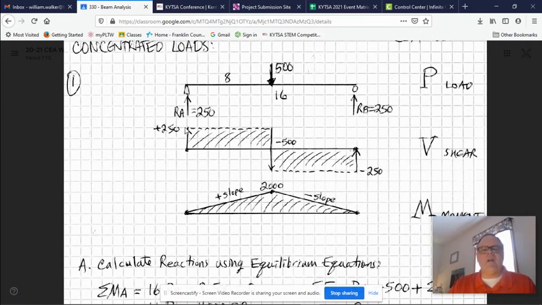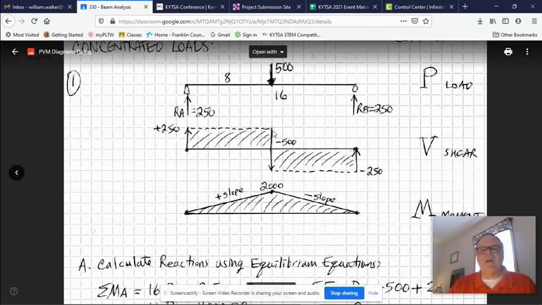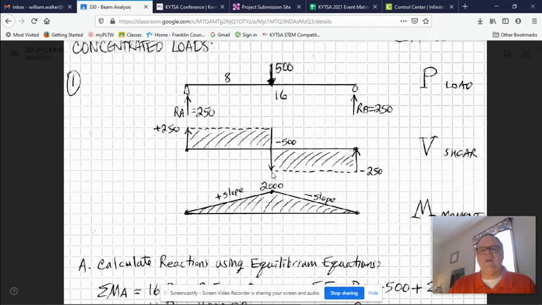So we follow this vector up 250, we stay constant until we hit another vector, and when we hit the 500 vector, we drop by 500, and then we stay constant until we hit another vector, and when we hit this reaction, we go up 250, and you should end up back on the beam. If you shade these two rectangles in, what you have is a snapshot of the shear in this beam, which is positive 250 upward on this side and negative 250 on this side with a 500 shear in the middle.